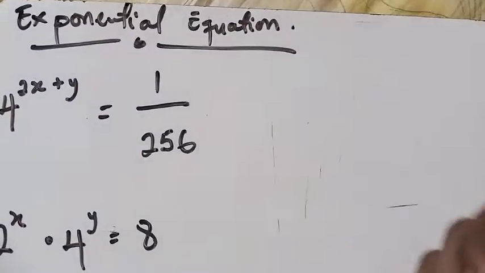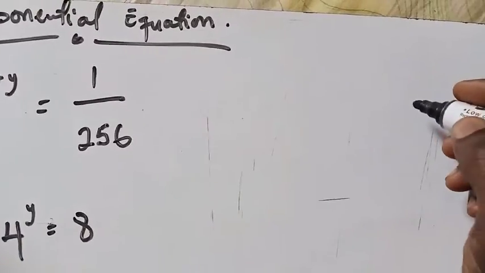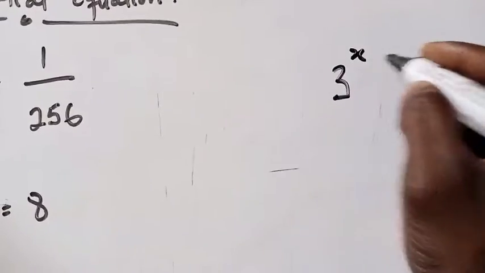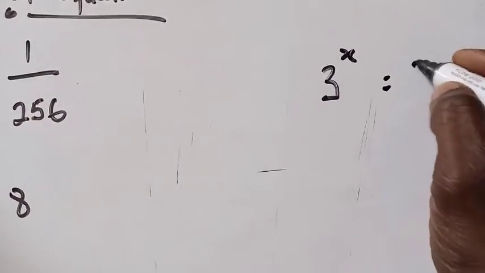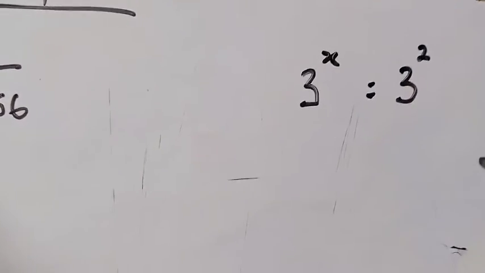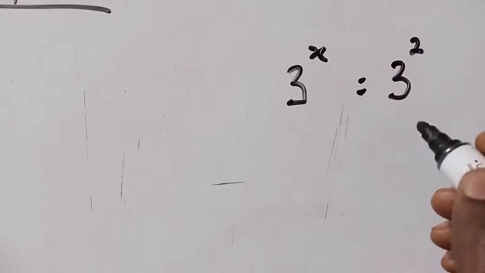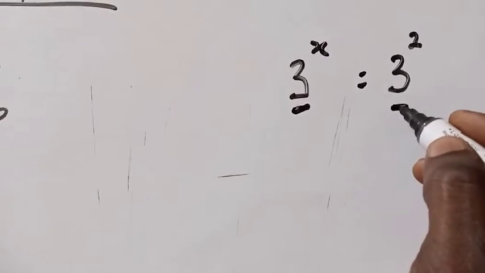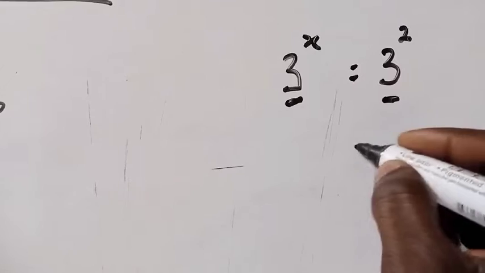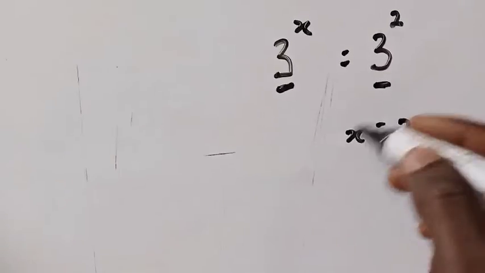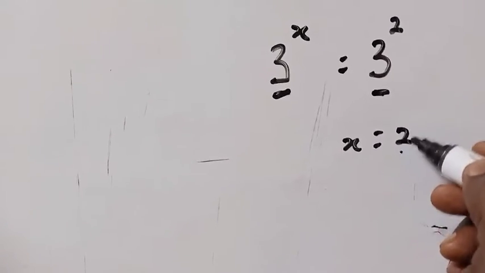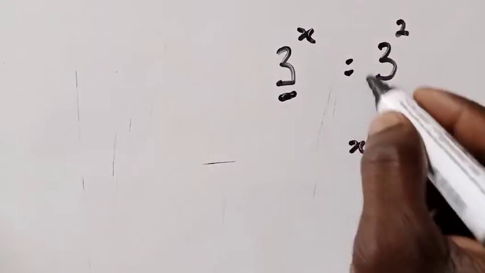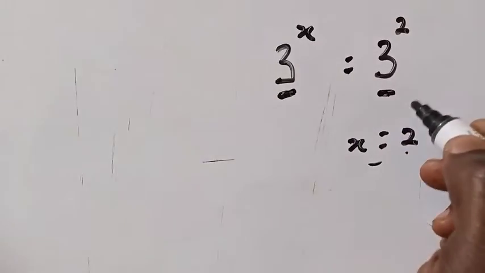The basic idea in solving an exponential equation is to make sure that the two bases are the same. So if I have 3 exponent x here, that is equal to 3 squared, your aim or target is to make sure that the bases, these two numbers, are the same. If that happens, we can easily equate the exponents. So here we have the value of x to be equal to 2, right? This can only happen if the two bases, these two numbers on each side of the equal sign, are the same. That is the main target.